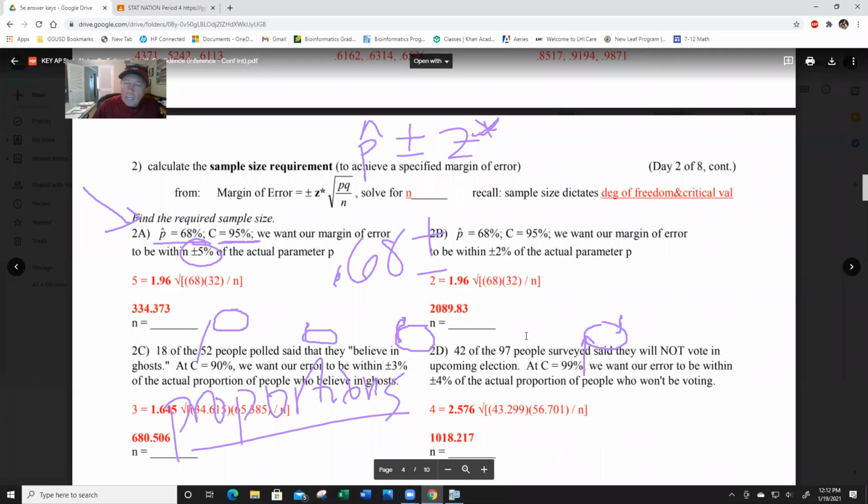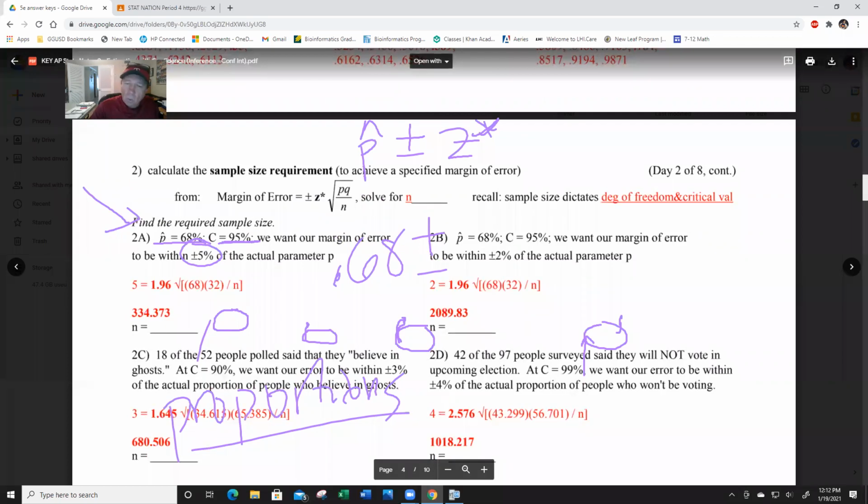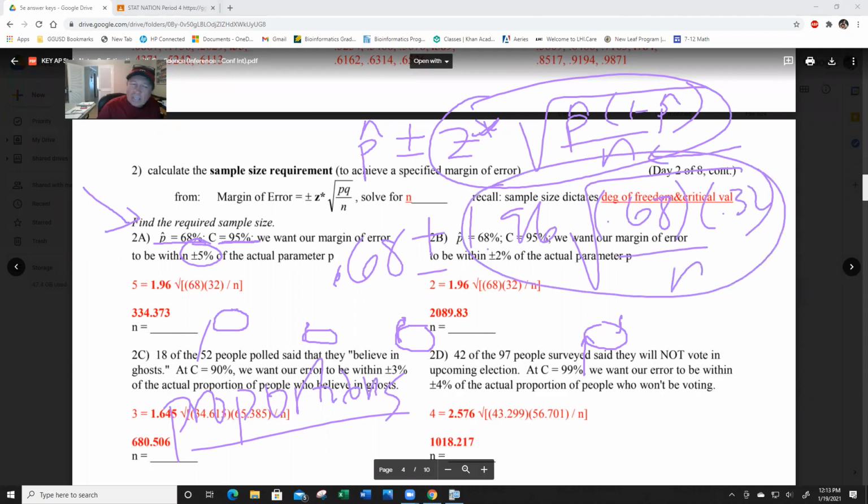So z star is going to be 1.96, times p hat, 1 minus p hat over n, and n is what we're trying to solve. Now, I just need this part right here. This will be 0.68 times 0.32 over n, and I'm going to set it equal to 0.05.